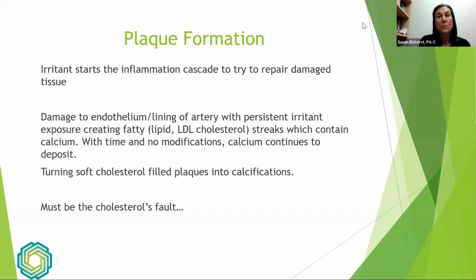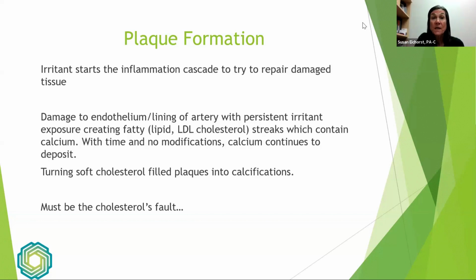And from there, without modifications in lifestyle or diet, these calcium deposits continue to deposit and build up in this calcium-rich matrix inside the blood vessel. It will then turn this soft cholesterol-filled plaque into a calcified plaque. And again, I mentioned earlier, calcified plaques are much more stable. They're older. They don't break off and bleed, but they will, in time, reduce the capacity of blood to get through that blood vessel, inhibiting oxygen, and then causing that ischemia, or lack of oxygen, to tissues.